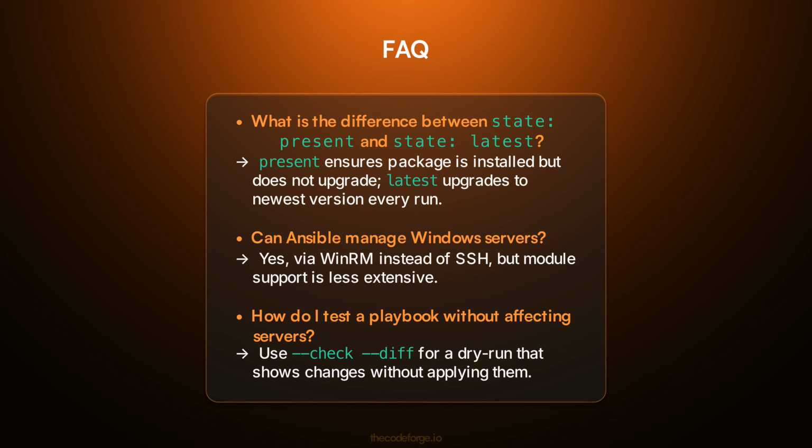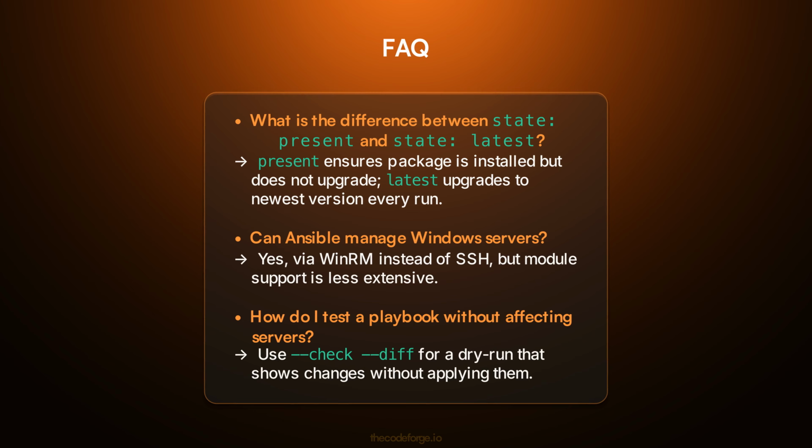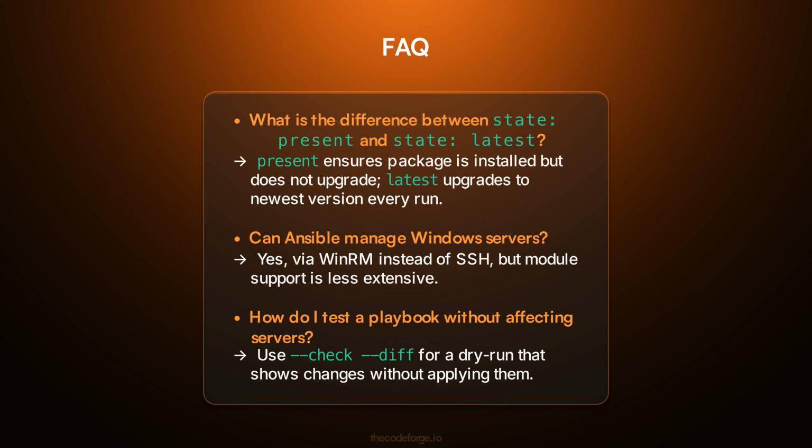And a few frequently asked questions. What is the difference between state: present and state: latest? Present ensures the package is installed but does not upgrade. Latest upgrades to the newest version every run. Can Ansible manage Windows servers? Yes, via WinRM instead of SSH, but module support is less extensive. How do I test a playbook without affecting servers? Use --check --diff for a dry run that shows changes without applying them.